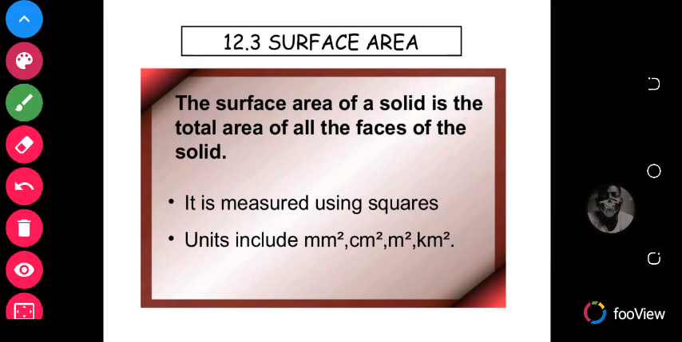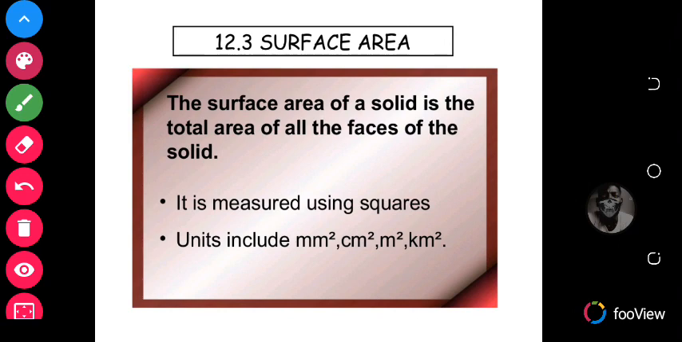So let's look at a worksheet. Let's look at an example or a calculation using solid plane figures. The surface area of a solid is the total area of all faces of a solid. We can use a ruler to measure the sides of solid plane figures once you open them up. You can measure in millimeters, centimeters, meters, or kilometers.